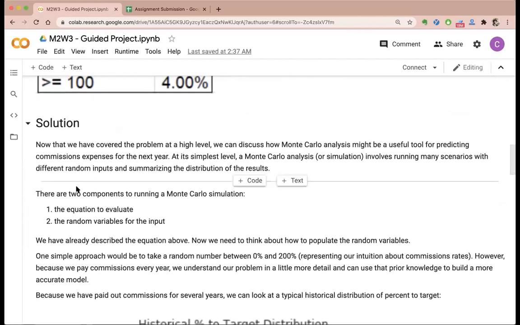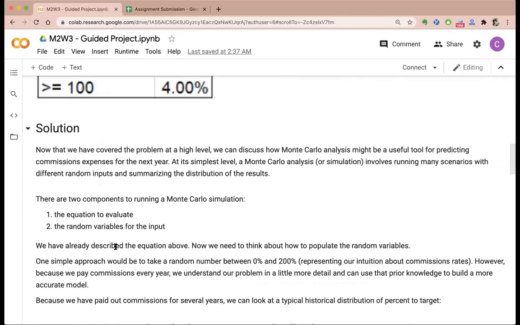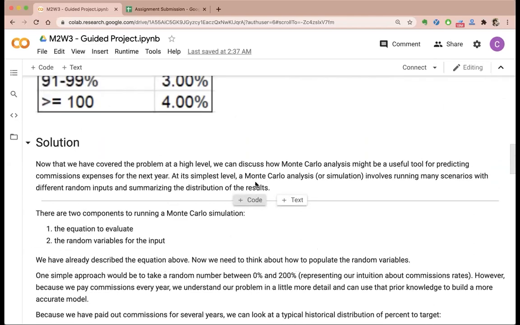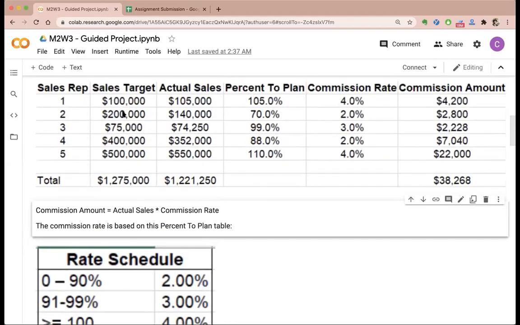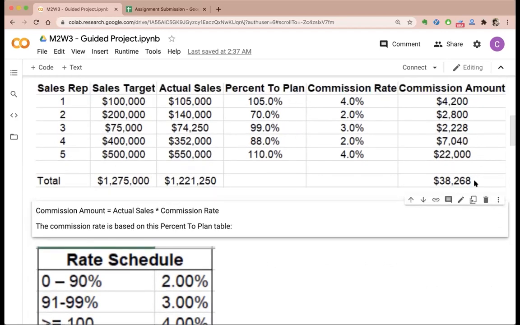So there are two components to running a Monte Carlo simulation. One is the equation that you want to evaluate, which is basically this: commission amount is equal to actual sales times commission rate. The other is the random variables for the input. So I have to identify the inputs. These are my two inputs: percentage to plan and sales target. These will be my two inputs to the model, and based on this, all these things will be calculated.